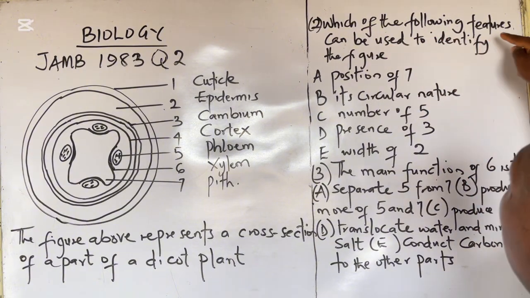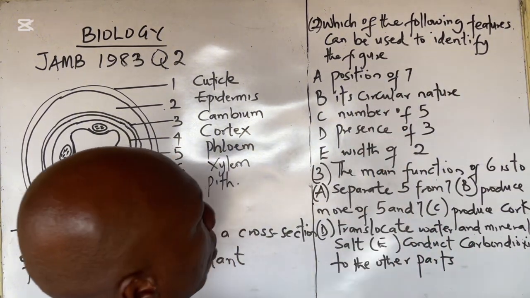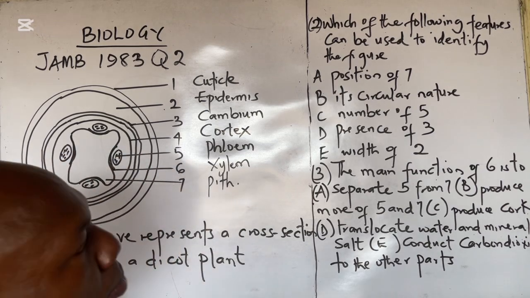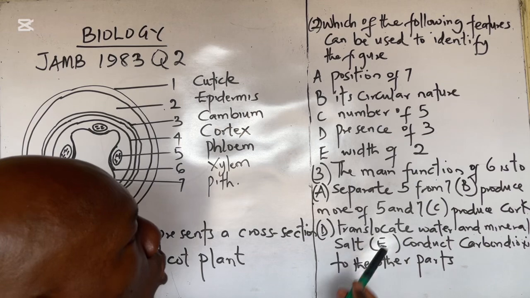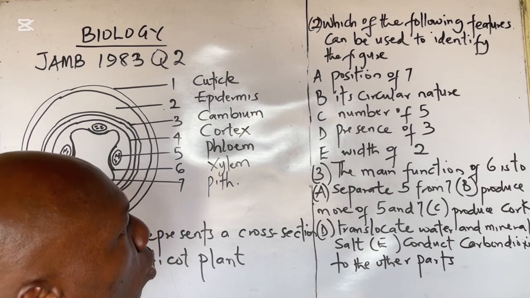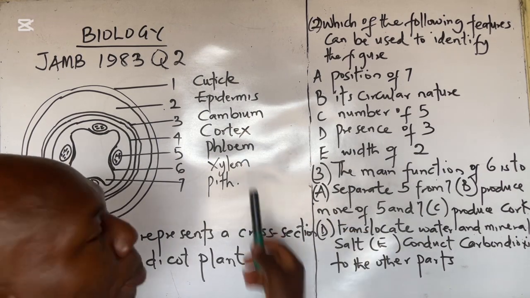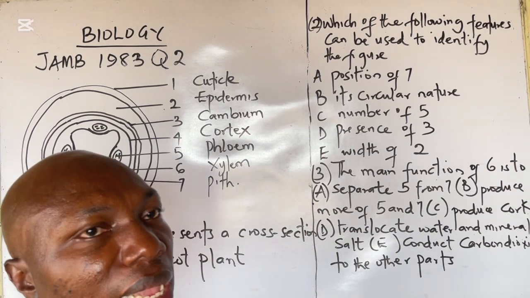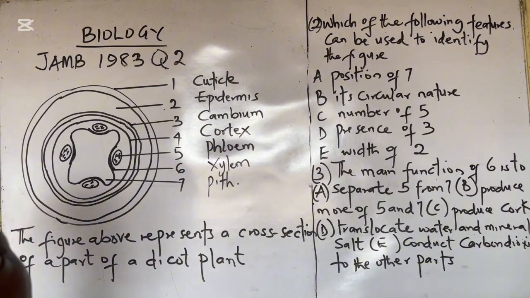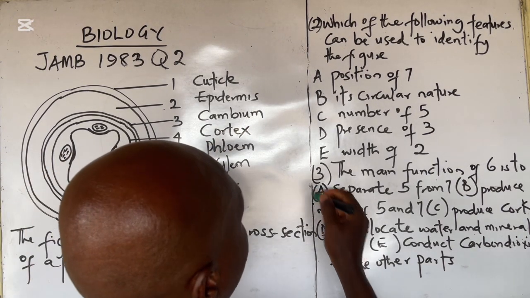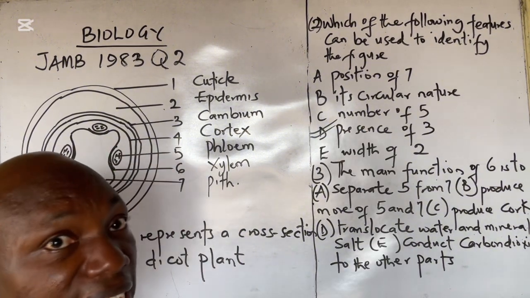Which of the following features can be used to identify the figure? Position of 7, no. The circular nature, no. Number of 5, no. Presence of 3, width of 2. Actually, the presence of cambium helps us to identify this figure. So the presence of cambium, that is option D.